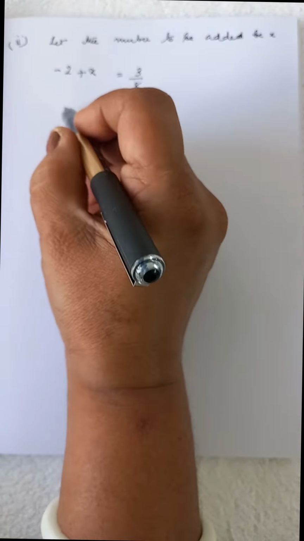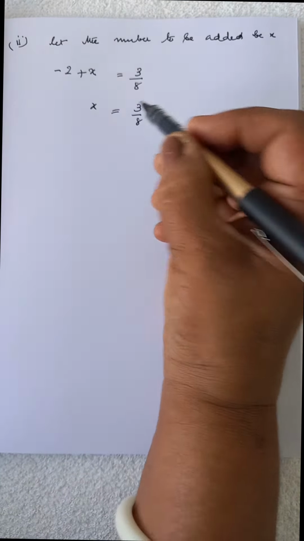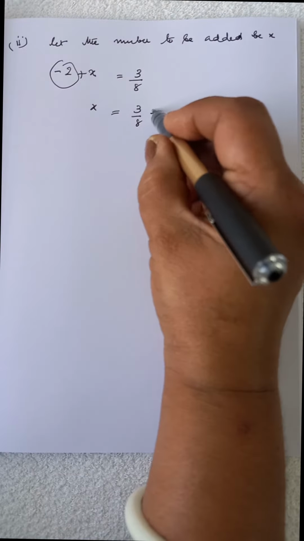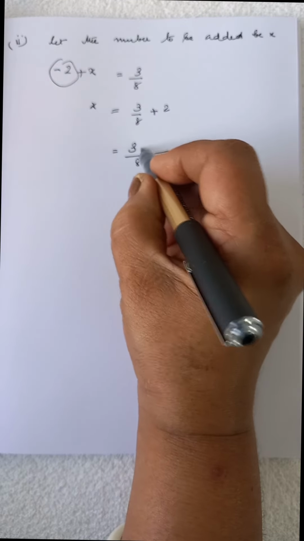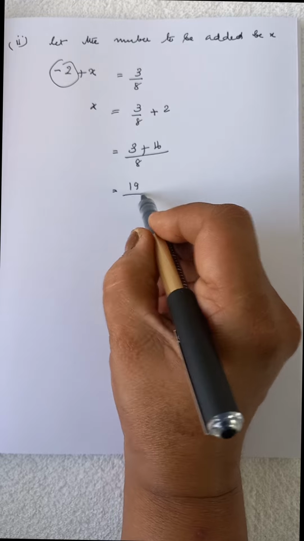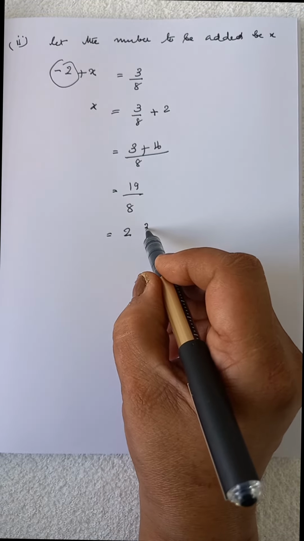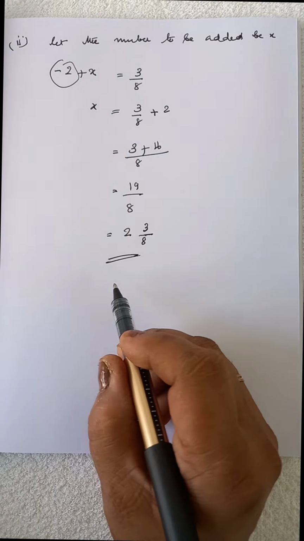So what is x? X is equal to what is on the right side? That we have to write it first, 3 by 8. Then this minus 2 will go to the right side. So plus 2. So 8 is the common denominator. Then 3 plus 8 into 2 is 16. So this is 19 by 8. So that this is 2 and 3 by 8. 2 and 3 by 8 is the answer.